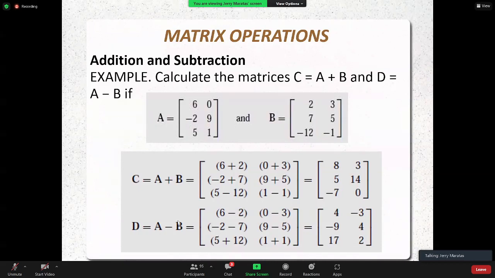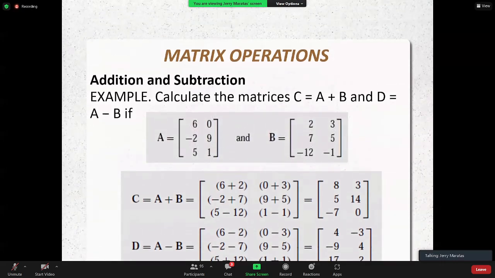I think there is no problem with the addition and subtraction of two matrices. Let's perform the subtraction of these two matrices, matrix A minus matrix B. We simply subtract the corresponding elements. So it's simply 6 minus 2, it's 4. 0 minus 3, it's minus 3. Minus 2 minus 7, that's minus 9. 9 minus 5, it's 4. 5 minus minus 12, it's 17. And 1 minus minus 1 is equal to 2. So that's the subtraction of two matrices.